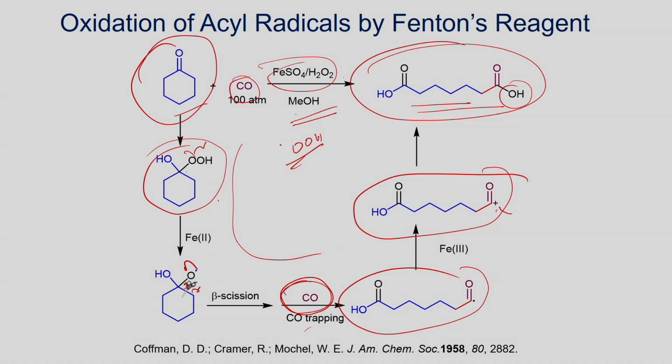This is a crucial step. Once you form this radical, it can be further oxidized to this acylium cation, where this Fe3+ is reduced to Fe2+. Once you have this one, it can be reacted with the hydroxide ion, and you get this dicarboxylic acid as the product.